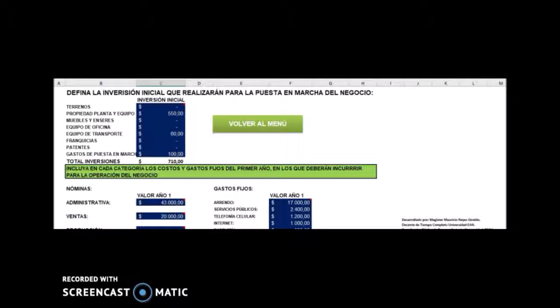Well, we also took into account the first investment that we need to make, the first capital injection that we need to apply to this project. So we have in property $550, for transportation $60, and also different other costs that we consider is about $100. That gives us a total investment of about $710.